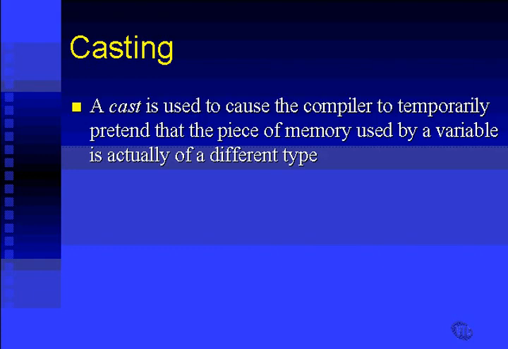A cast is used to cause the compiler to temporarily pretend that the piece of memory used by a variable is actually of a different type. What does that mean? It means, for example, if I've got an integer sitting around somewhere, I can pretend that that integer is actually a float, or I can pretend it's something else. Let's see an example of that.